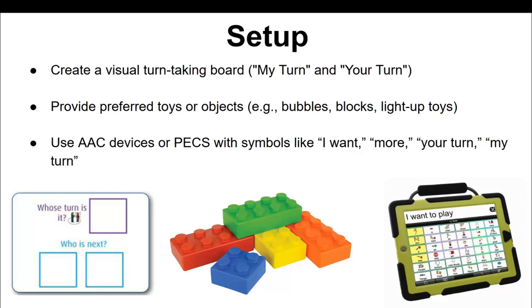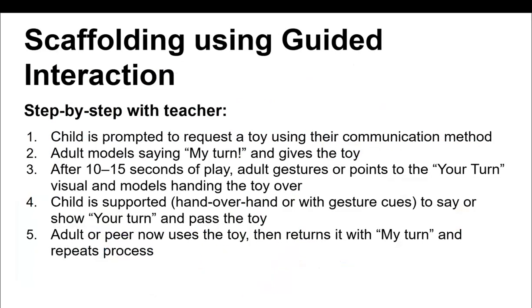So how we're going to set this up is we're going to create a visual turn-taking board, such as you can see in the bottom left, which shows my turn, your turn. Then we're going to provide preferred toys or objects, stuff we know that the kids like, for example, Legos in this case. And then we're going to use the students' AAC devices or PECs with symbols like I want, more, your turn, my turn, etc.